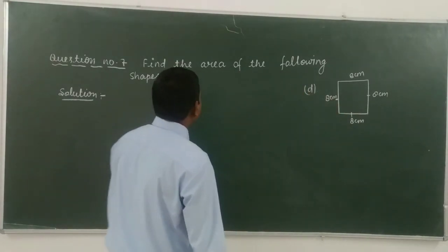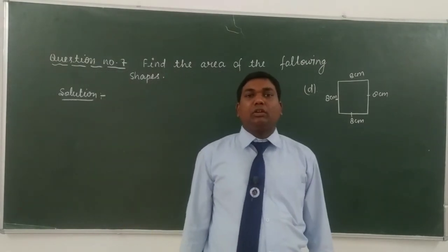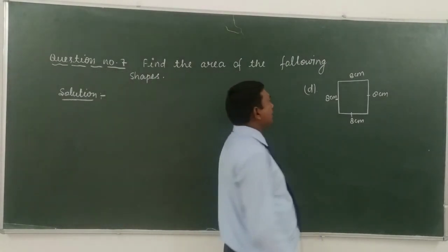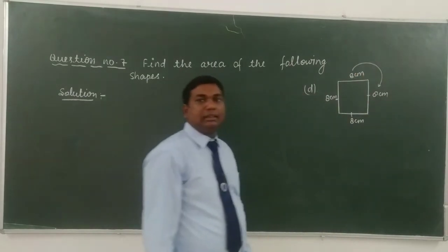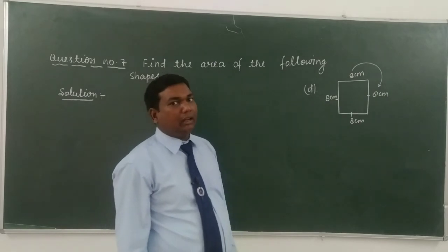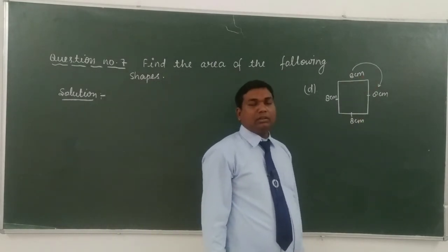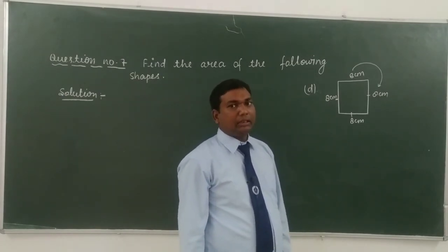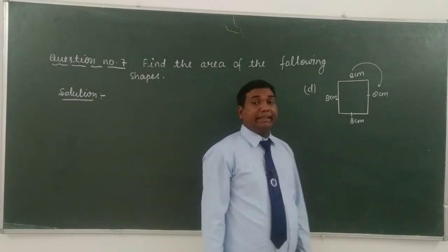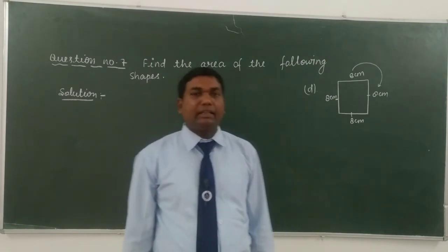Okay, the area of the square is equal to side into side. If we multiply side by side, then we get the area of the square. It means 8 8 is 64. The area of the square is equal to 64 centimeter square. It means that the area of the square is equal to 64 square centimeter.